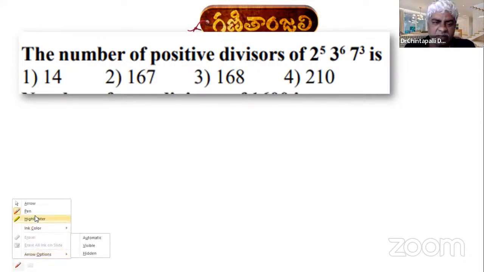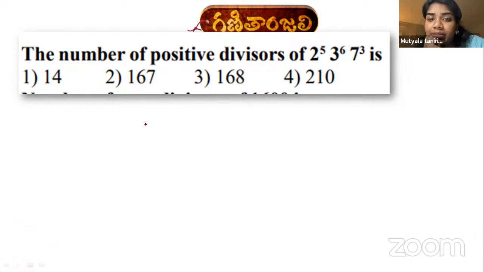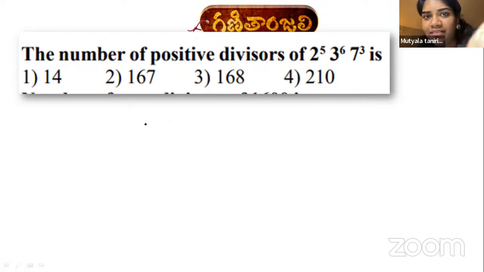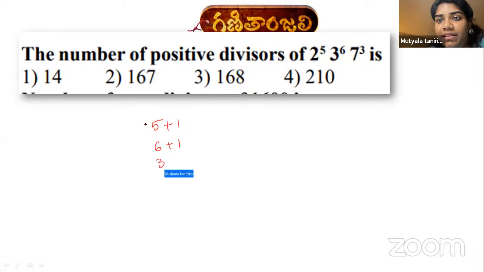What is our formula? N times n minus 3 by 2. No, this formula is for the number of diagonals. For the number of divisors, add 1 to each power. So it's 5 plus 1, 6 plus 1, 3 plus 1. So it's 6, 7, 4.